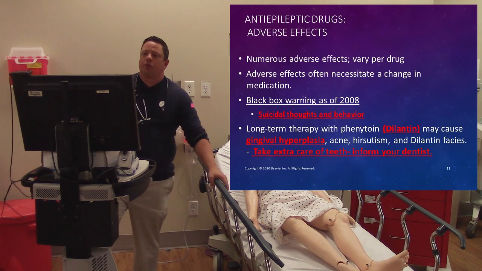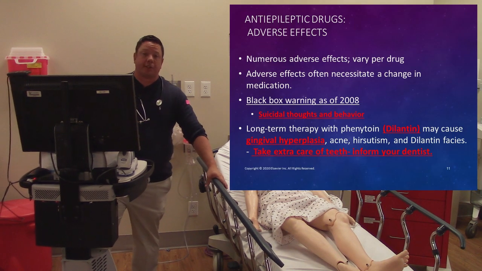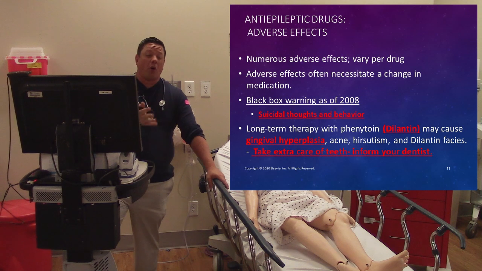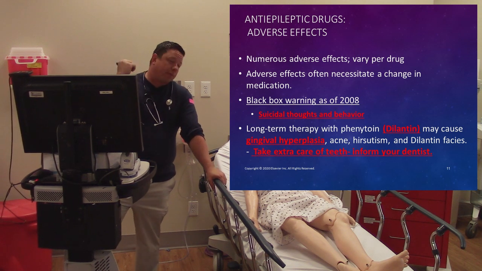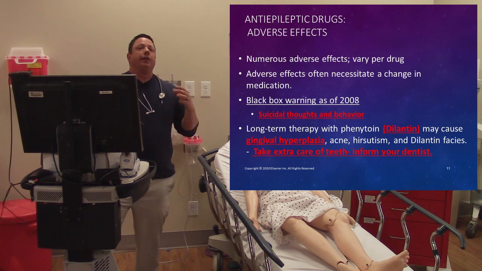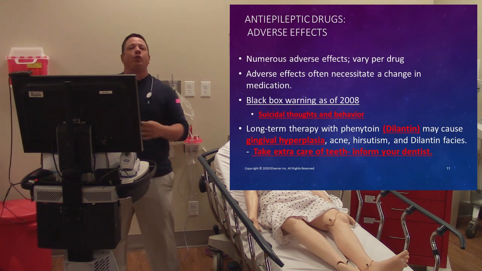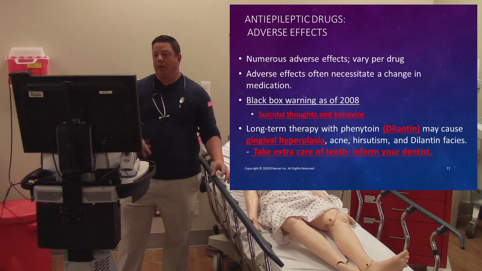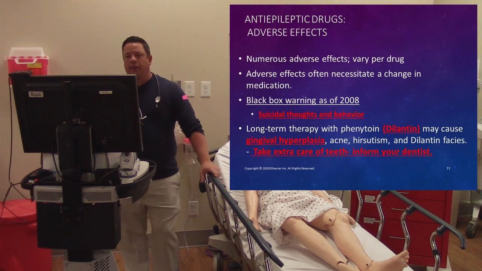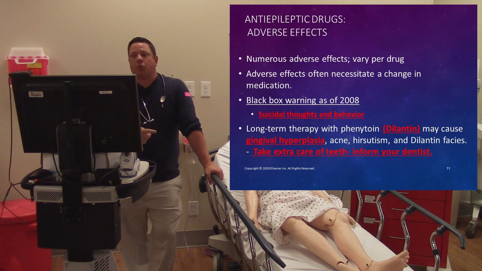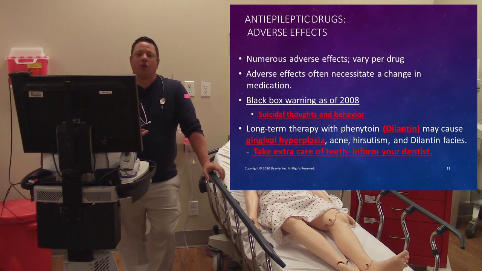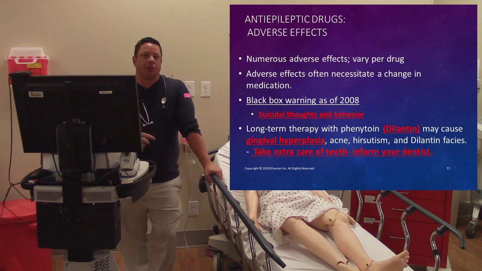So anti-epileptic drugs, adverse effects. Numerous adverse effects come with these medications, and they're all a little bit different. You've learned about phenobarbital and barbiturates as CNS depressants, so you already know the adverse effects with those, right? But I will say, adverse effects often necessitate change. There's a black box warning as of 2008 for phenytoin or Dilantin. This one can actually cause suicidal thoughts and suicidal behavior.